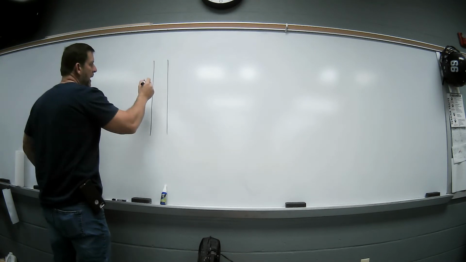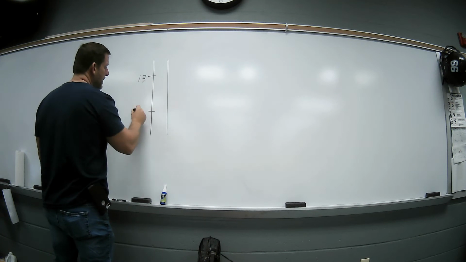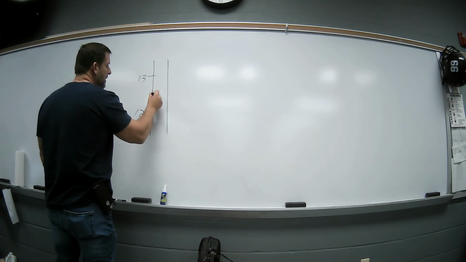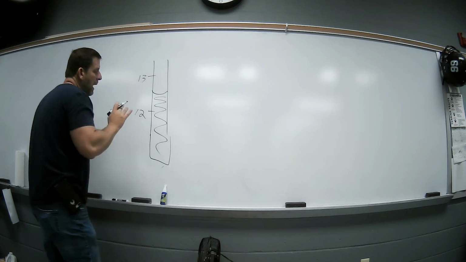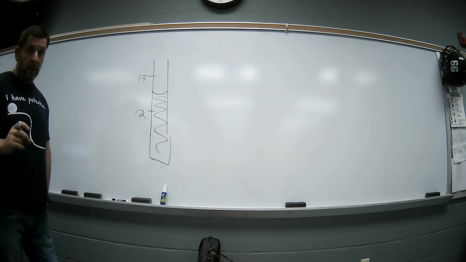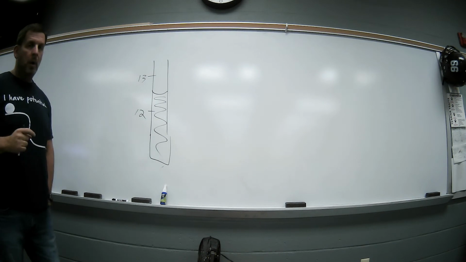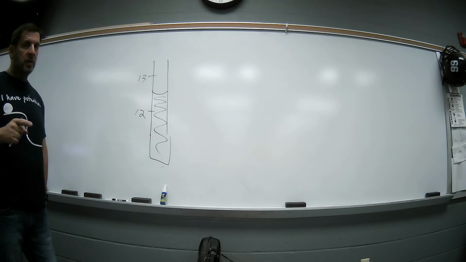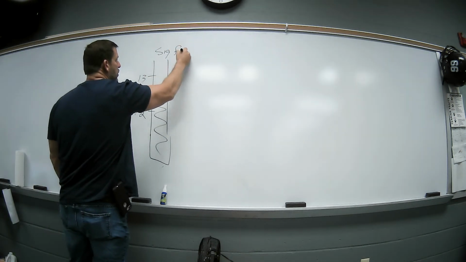So to give you an idea, if this is 13 and this is 12, and let's say this is a column of water, all right? And by definition, significant figures are all digits known to certainty and the first uncertain one. I'll say that again, all digits known to certainty plus the first uncertain one.